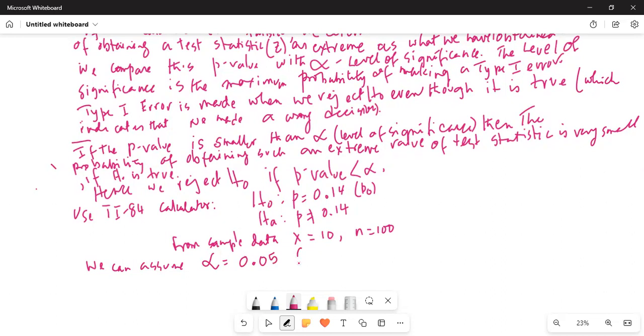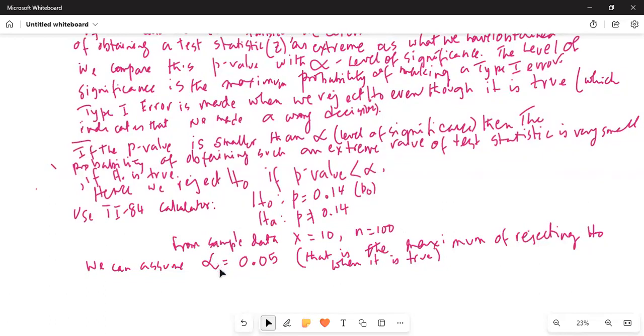That is the maximum risk of rejecting H0 when it is true. Okay, so the question is, how will you use the TI-84?